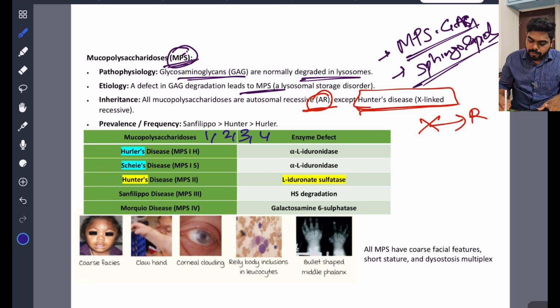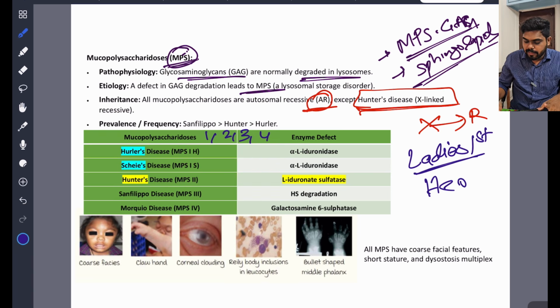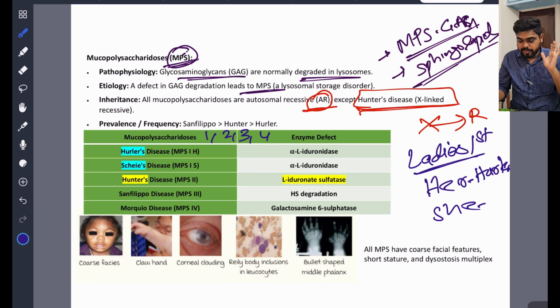So MPS 1. We know ladies first. I'll write like this. Ladies first: her and she. It is Hurler. Her is for Hurler, and she is for Scheie's disease. Her and she.